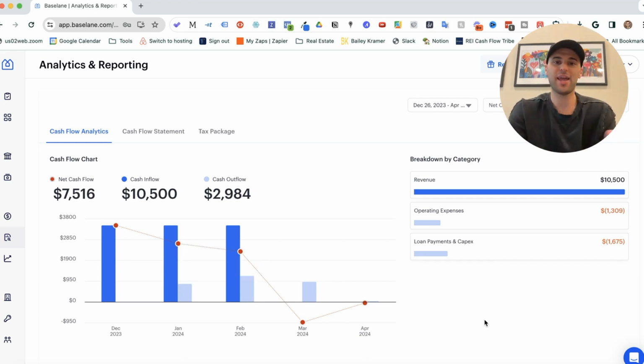So I hope this gave you guys a more transparent look at how much it actually costs to run a property. If you guys have any questions or things that I didn't mention in this video that you want me to cover, please let me know.